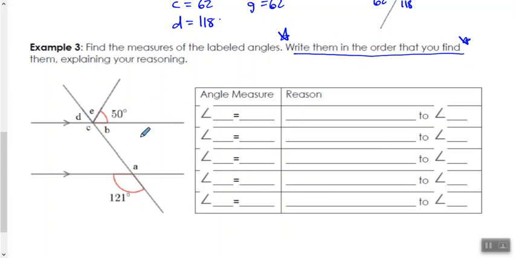So let's actually just start with A. It doesn't matter which one you start with, but let's start with A. Some you won't be able to find right away, but I've set this example up to be able to go A, B, C, D, E. So A. Angle A is vertically opposite to this 121. So I know that angle A is going to be 121 degrees. How I know that? In my reason, how it works is you will have your angle relationship.